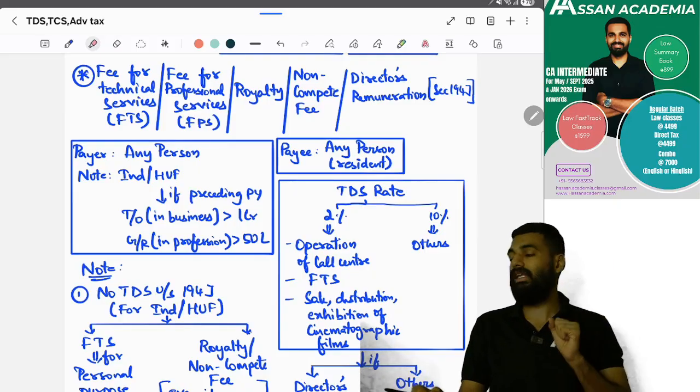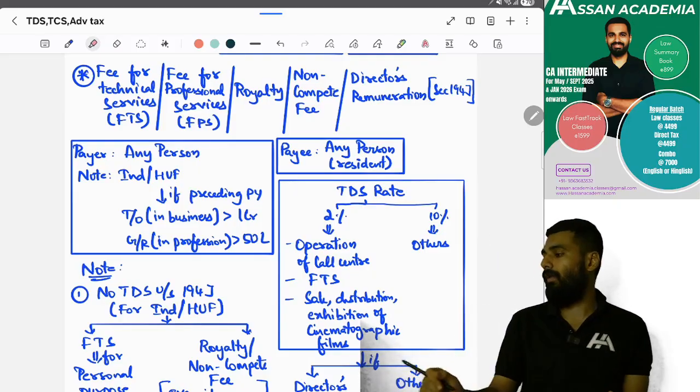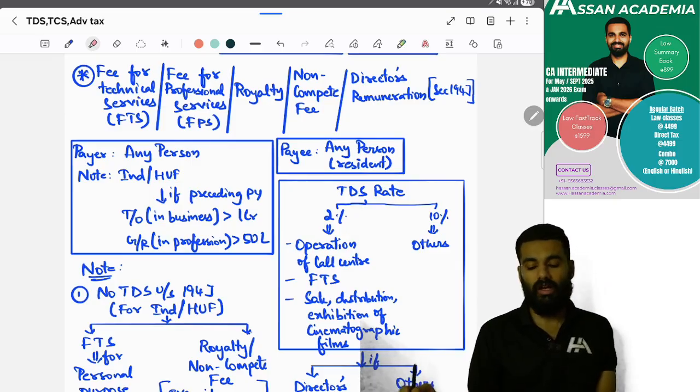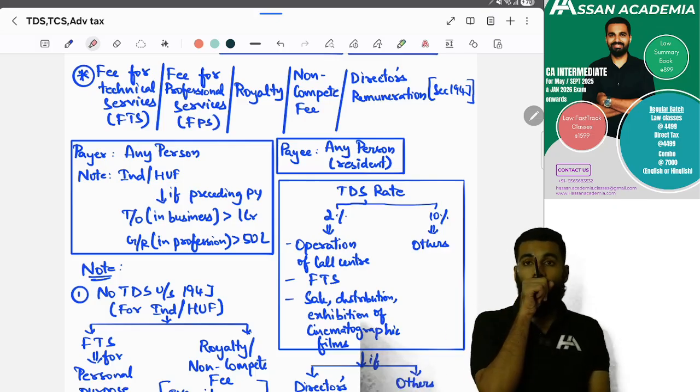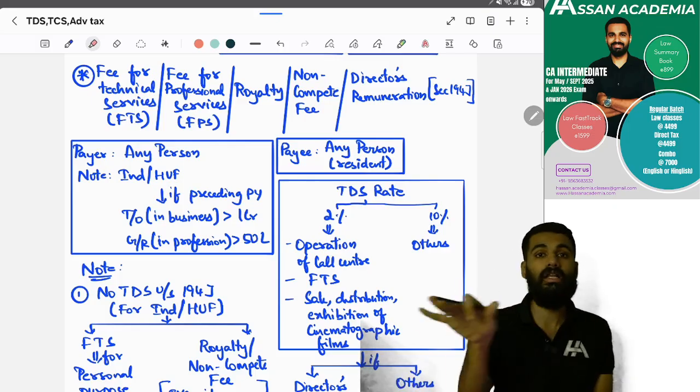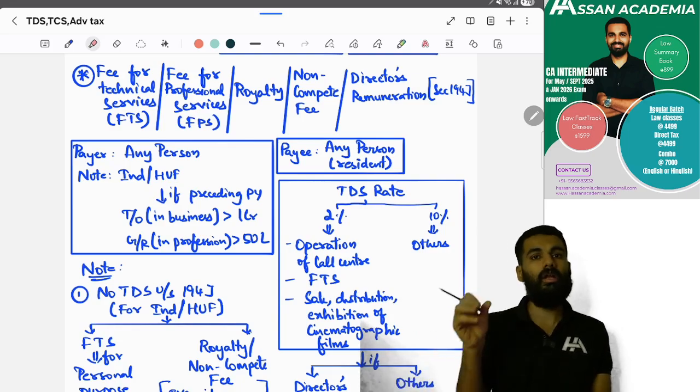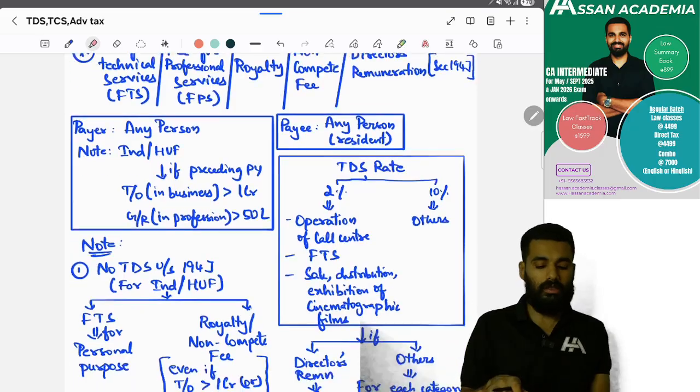But the TDS rate will be 2% if it is operation of call center, fee for technical service, sale and distribution of cinematic films. But for director remuneration, there is no threshold limit. Director remuneration, 10% TDS. There is no threshold limit.